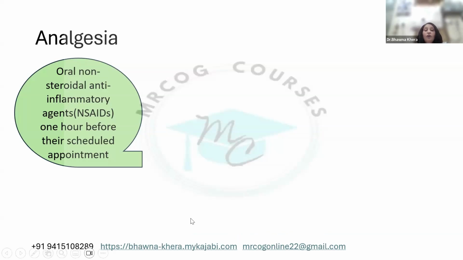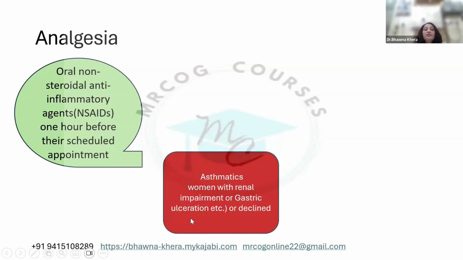Now, there are some contraindications where we cannot choose non-steroidal anti-inflammatory drugs. So what are those contraindications? If the patient is asthmatic, or the woman has a renal impairment, or there is a gastric ulceration, or she declines this for any reason, right?